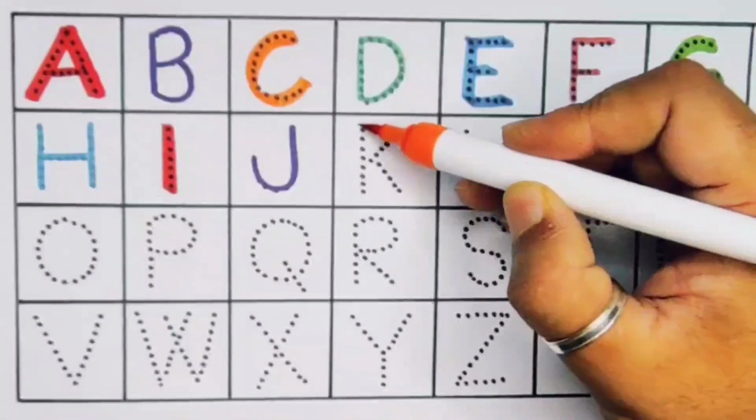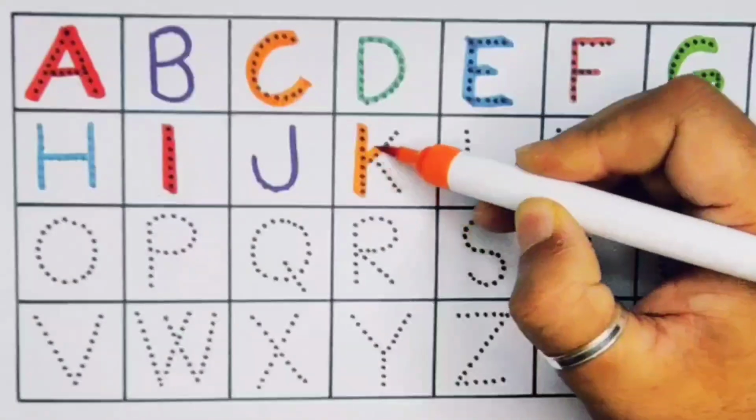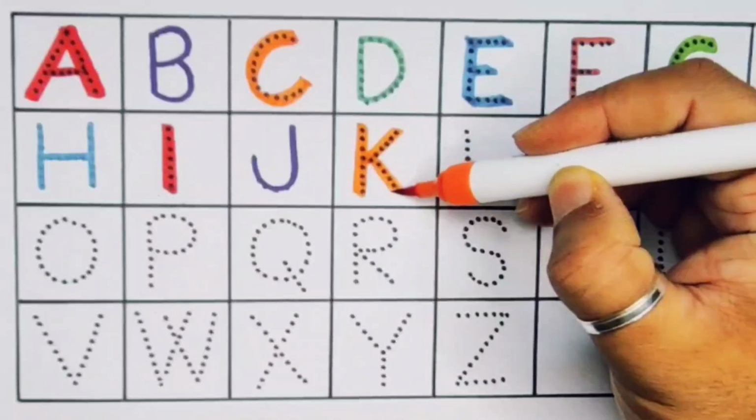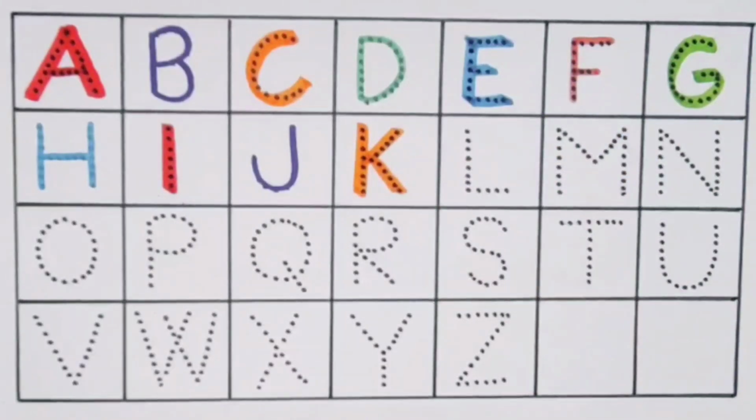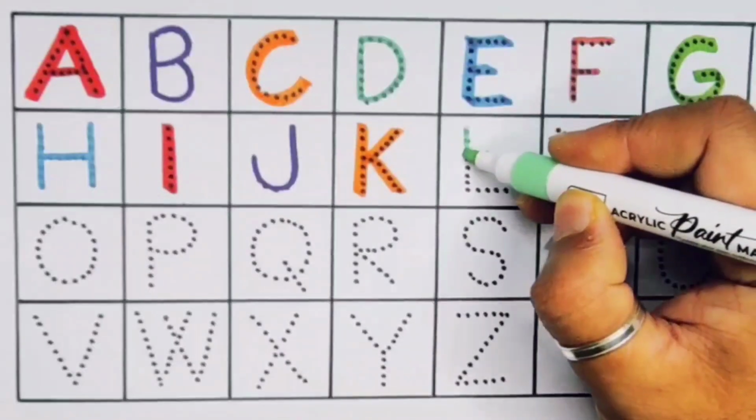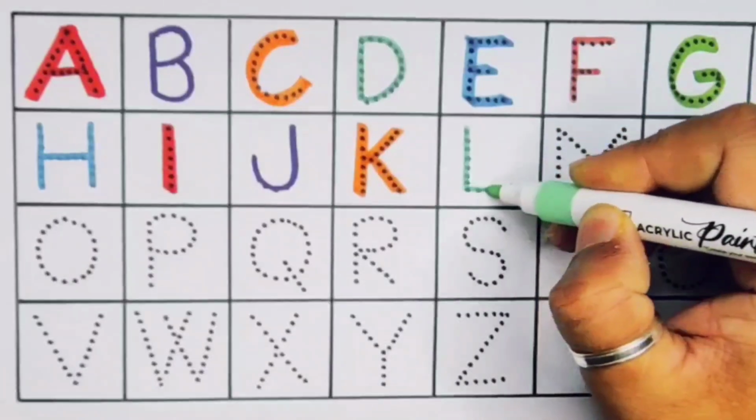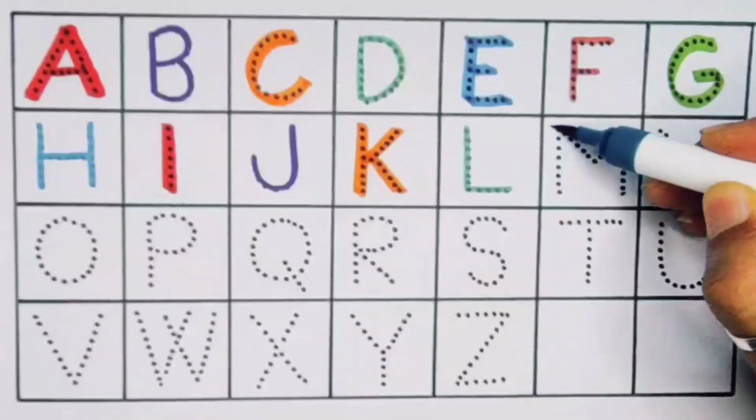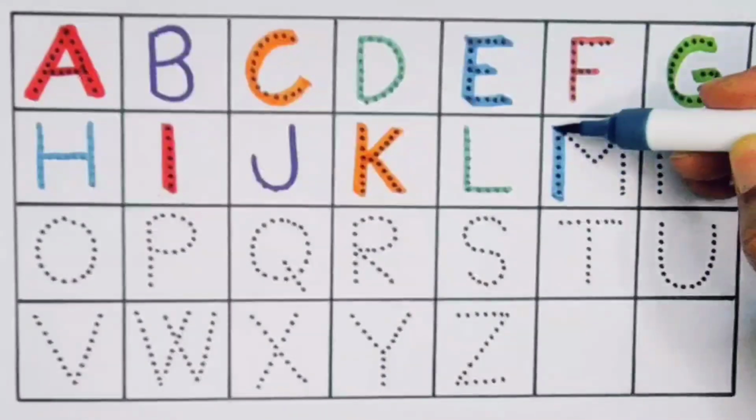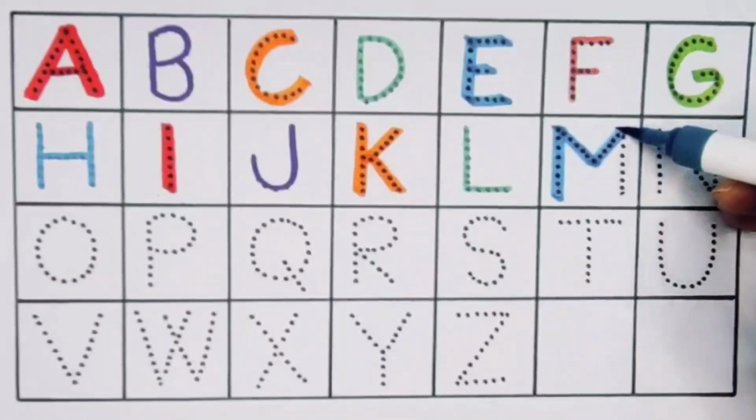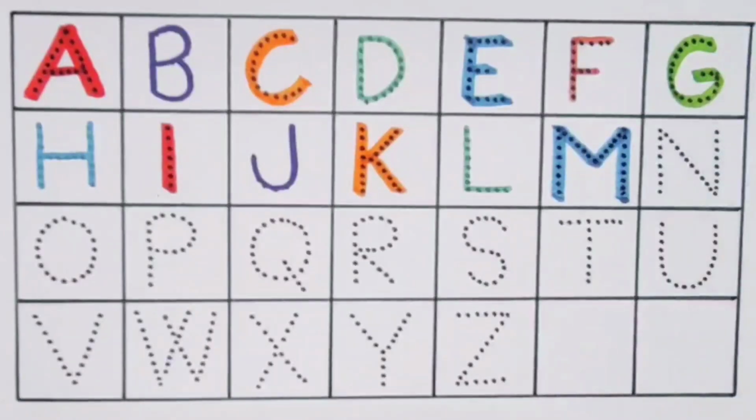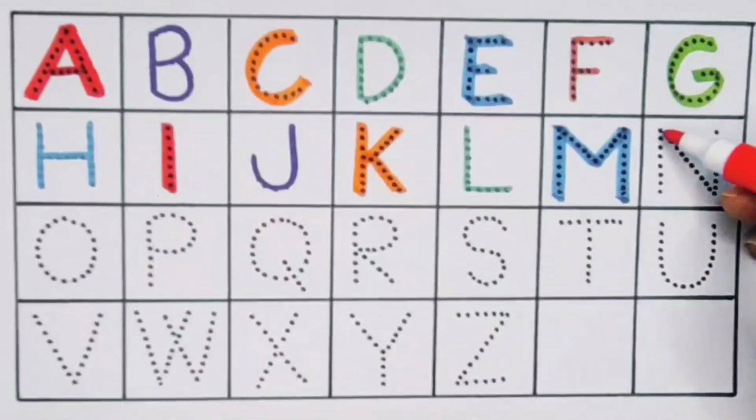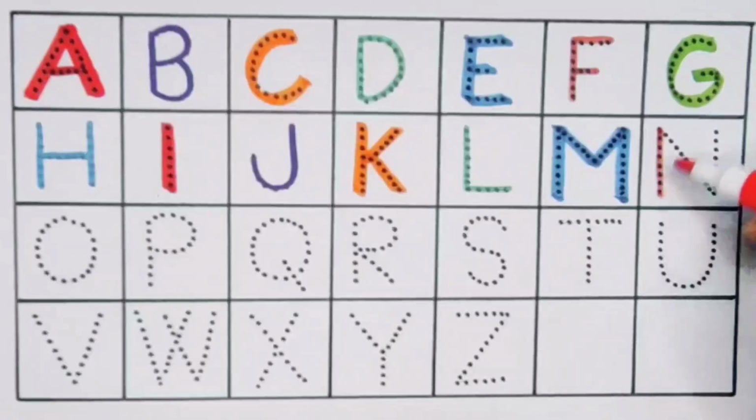Next, K for king. Next, L for lion. Next kids, M for moon. Next kids, N for nest.